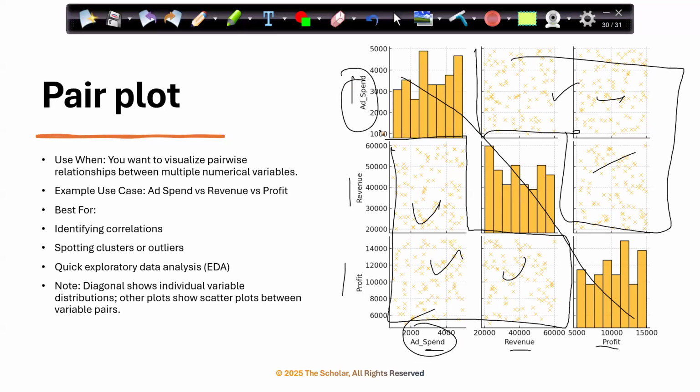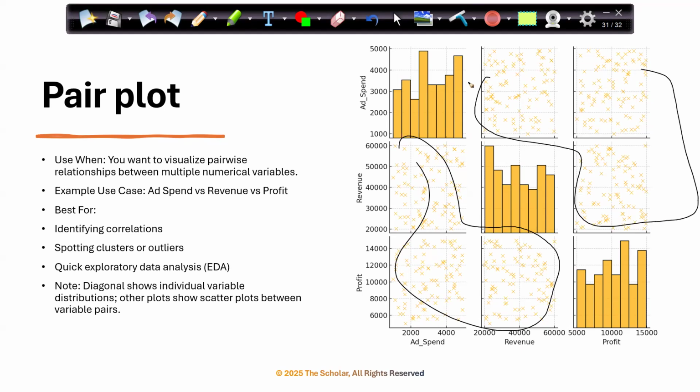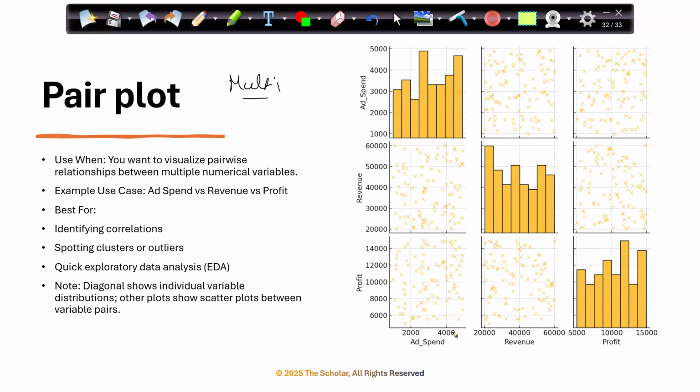Ad spend versus ad spend, it is showing its histogram. Revenue versus revenue, it is showing its histogram. Profit versus profit, it is showing its histogram. It's just showing me how the profit is distributed, how the revenue is distributed, how the ad spend is distributed. And this chart is exactly the same as these three charts. And it is what? It is a multivariate analysis. Because we have three variables, right? It's a multivariate analysis. Concept is the same. Scatter plot, how we understand, the same way we understand this also. It's a scatter plot only, but with more features.